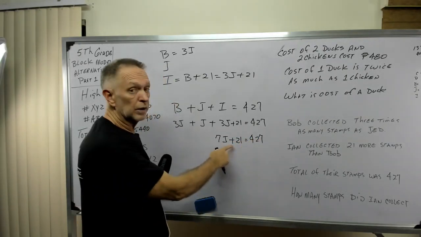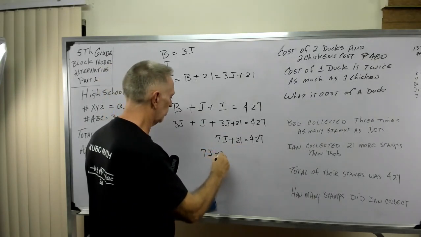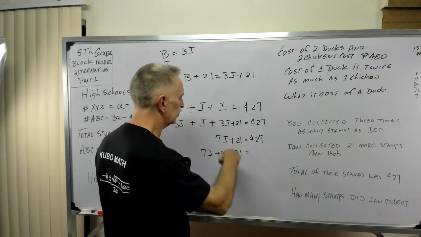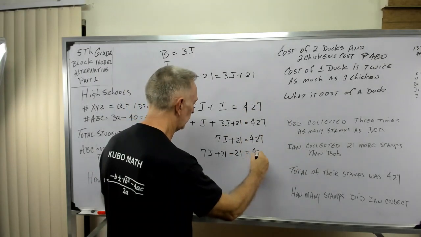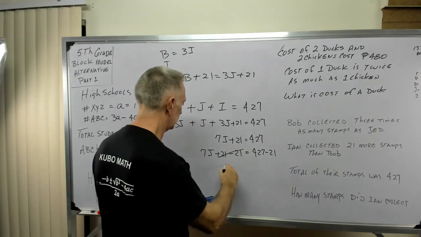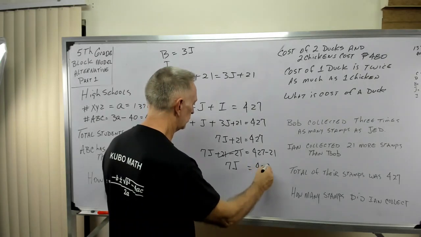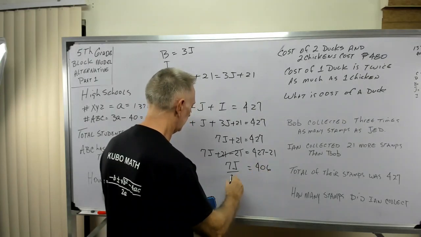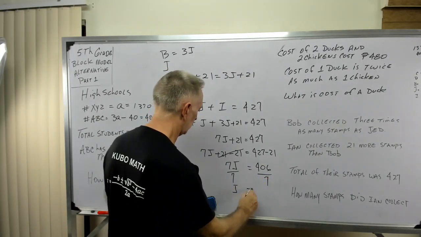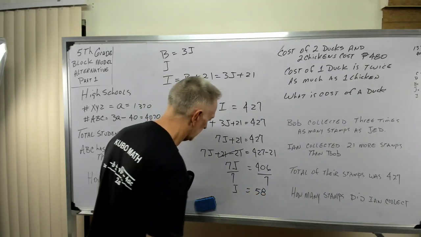Now I need to get rid of this 21, so with 7 Jed plus 21, I'm going to subtract 21. But what I do to one side, I have to do to the other. So 427 minus 21. These 21s cancel. 7 Jed equals 406. Divide both sides by 7, and so Jed equals, I believe that was 58.